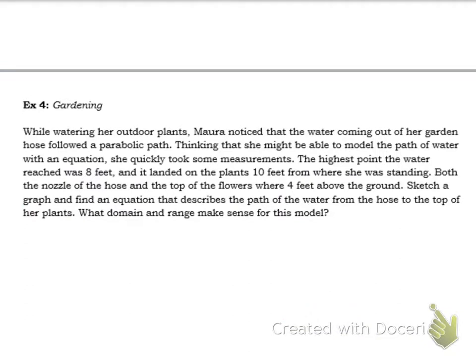Okay, my next one's going to be a little trickier. While watering her outdoor plants, Mara noticed that the water coming out of her garden hose followed a parabolic path. So it's still going to shoot off like this. Thinking that she might be able to model the path of the water with an equation, she quickly took some measurements. The highest point the water reached was 8 feet, and it landed on the plants 10 feet from where she was standing. Both the nozzle of the hose and the top of the flowers were 4 feet above the ground. This is where it gets tricky. Sketch a graph and find an equation that describes the path of the water from the hose to the top of the plants. What domain and range makes sense for this model?